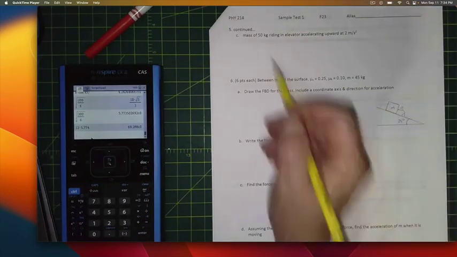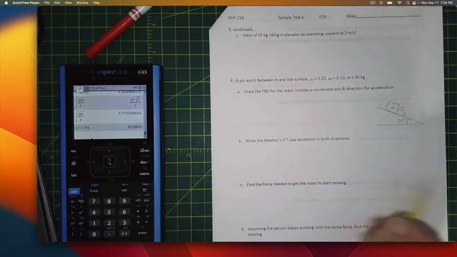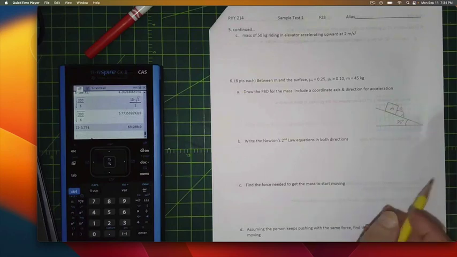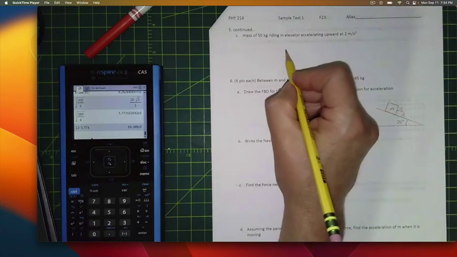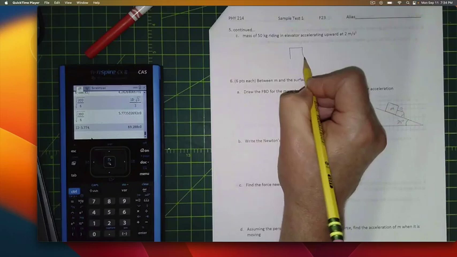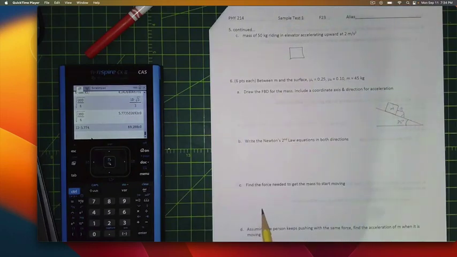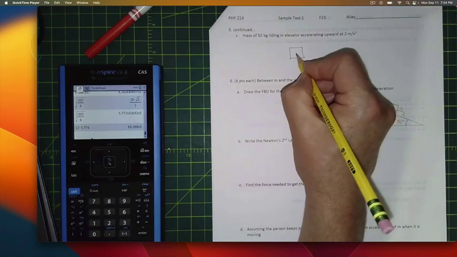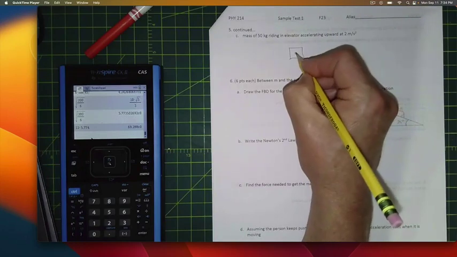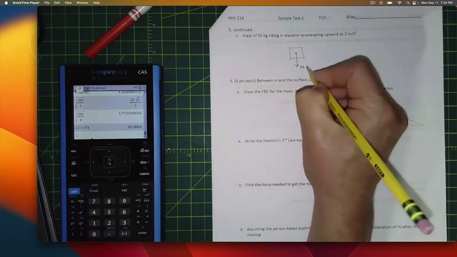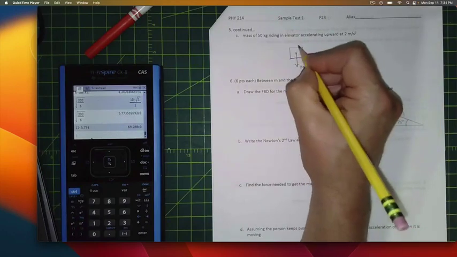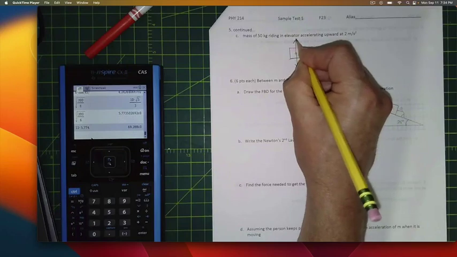Number 5 continued. A mass of 50 kilograms riding in an elevator, accelerating upward at 2 meters per second squared. Okay, so we're going to have some sort of mass sitting in an elevator. In terms of the free body diagram, again it's got its weight. It's sitting on the floor of the elevator, we'll assume, so it's got some sort of normal force pushing it up.